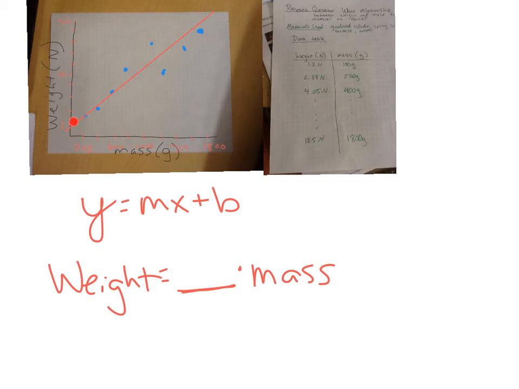The b term, remember, is just our y-intercept. So I'm going to estimate that y-intercept. It's not really at 2. It seems to be just below 2. So I'll say about 1.6 newtons.